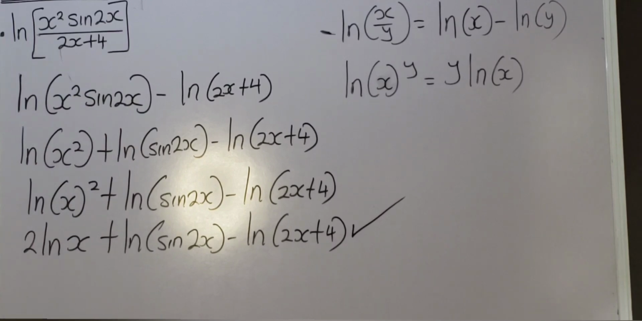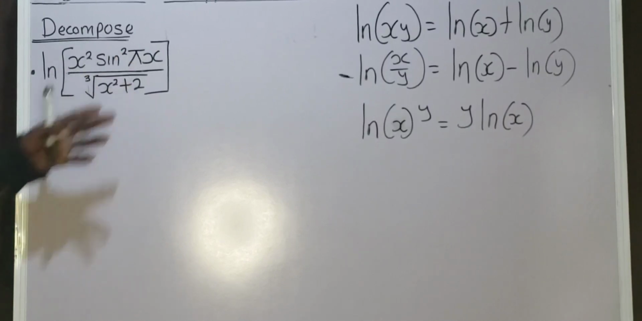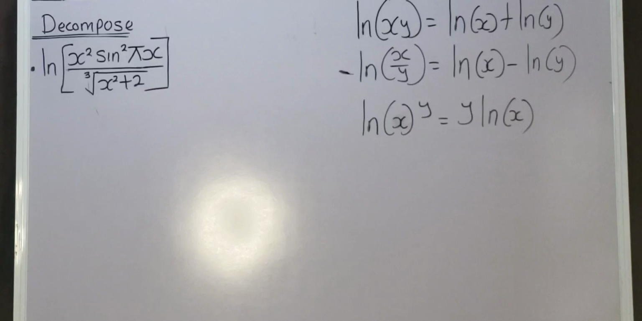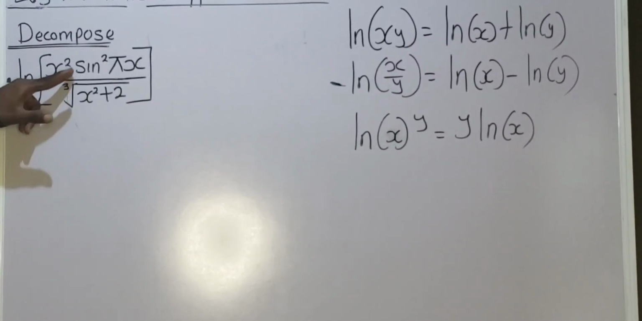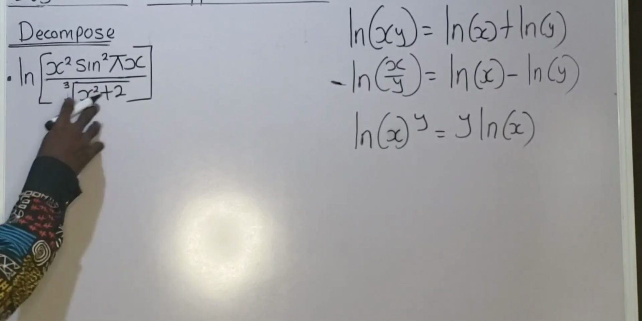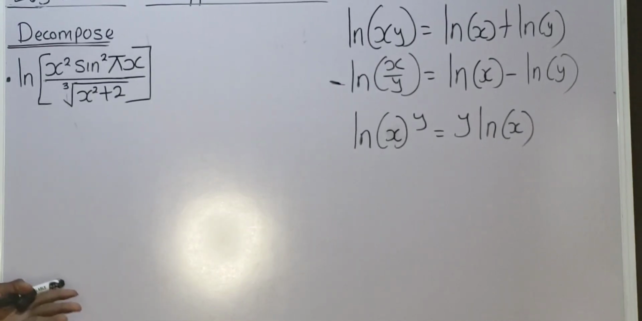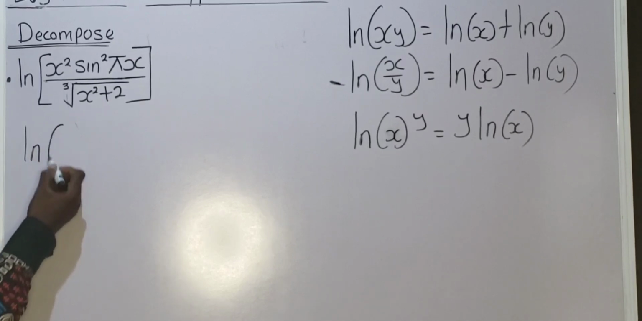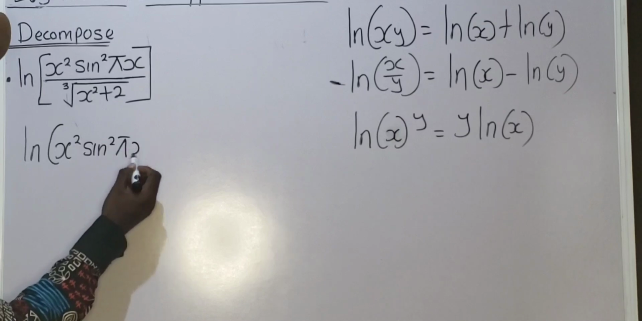So let's try another question, okay? Decompose ln of x squared sine squared pi x all over the cube root of x squared plus 2. To solve this question, you can see that the sign between the numerator and the denominator is what? A division sign. So this is the quotient. And I told you that the natural log of the quotient is the difference between the natural logs. Is that not it? So for this, I'm going to have the natural log of x squared sine squared pi x according to this law.